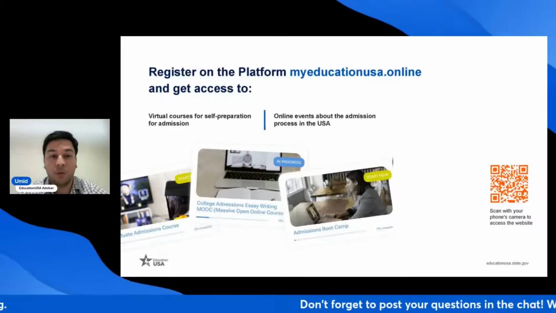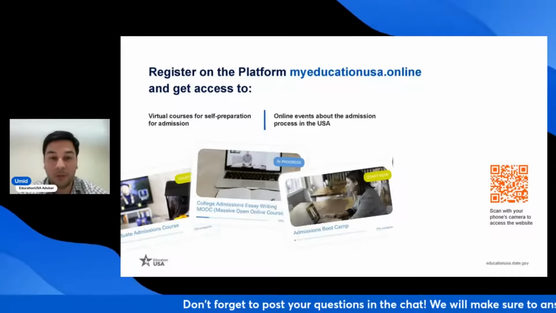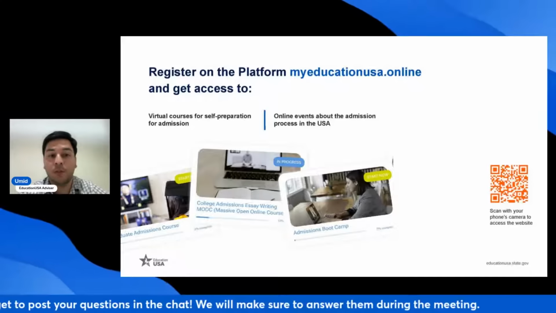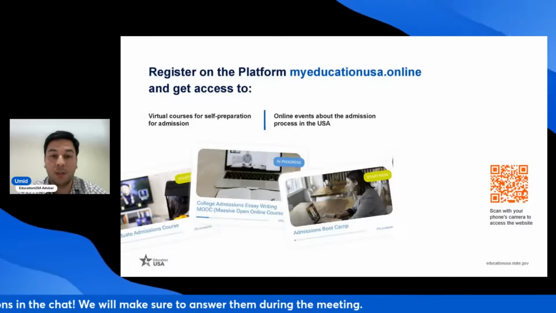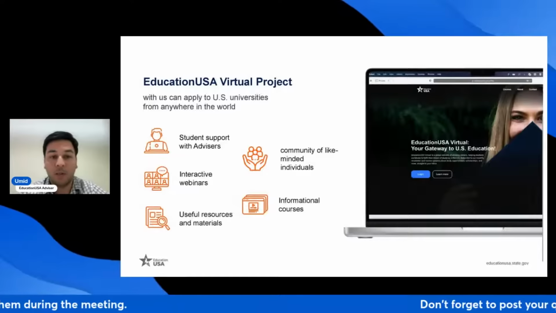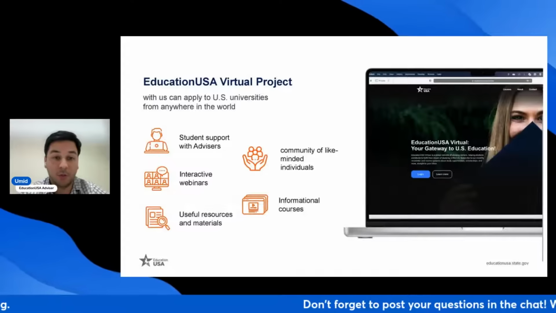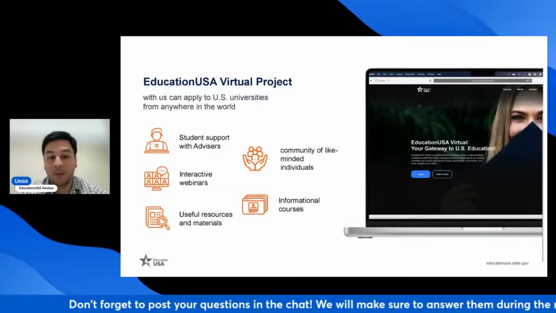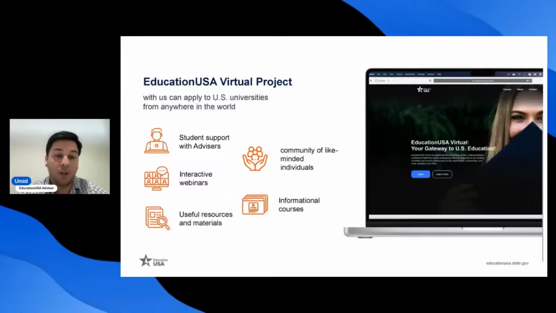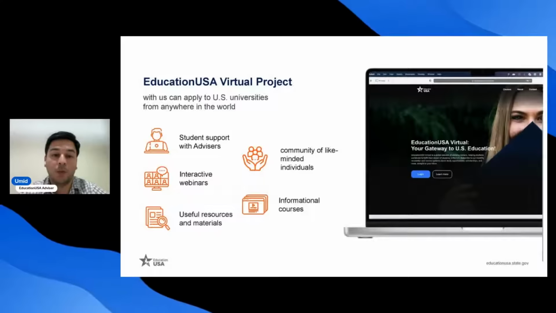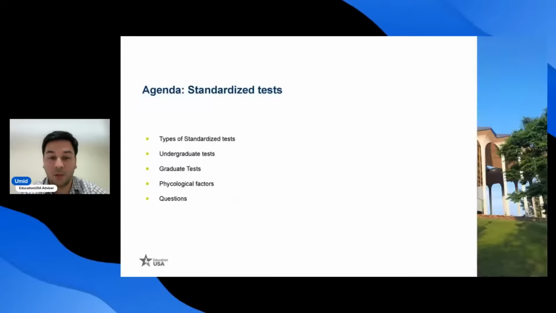If you want to get more information, I suggest you register on the platform My EducationUSA Online and get access to virtual courses for self-preparation for admission and online events about the admission process in the USA. Also, you can have access to personal student support with a personal advisor, access the interactive webinars, find more useful resources and materials, and reach a community of like-minded individuals. You can also watch some of the informational courses.